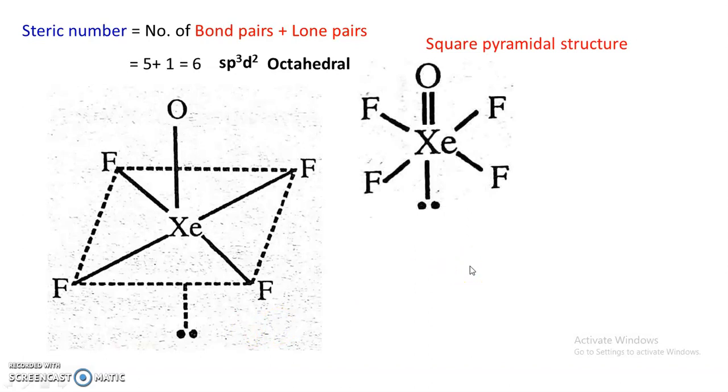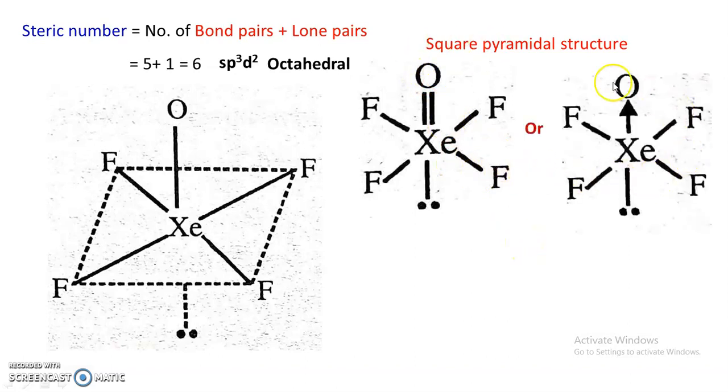tetrafluoride has a square pyramidal structure like this, where 4 fluorine atoms occupy the base of square pyramid and oxygen occupies the apex of the square pyramid. So this is the square pyramidal structure. Again, the double bond, it is considered as a single bond according to valence shell electron pair repulsion theory. So it has a square pyramidal structure.